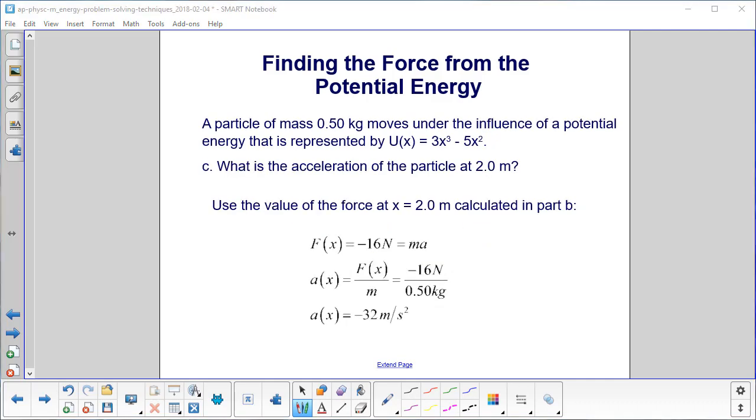What is the acceleration of this particle at 2 meters? Well, we found the force already, that's minus 16 newtons, so force is ma, a is force over m, right? You just put the numbers in, and you find you have a negative 32 meters per second squared acceleration.